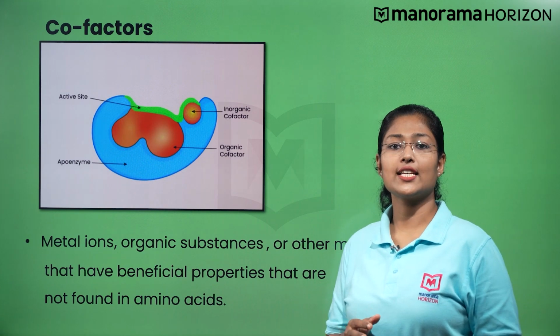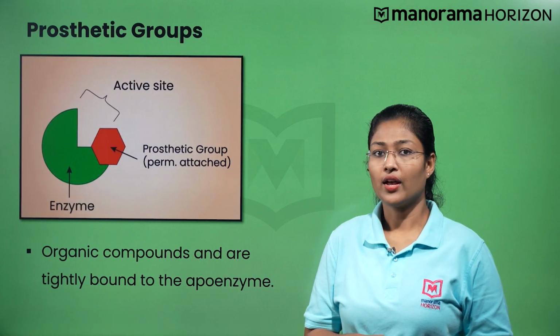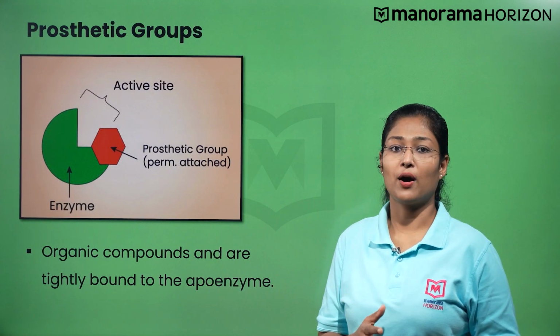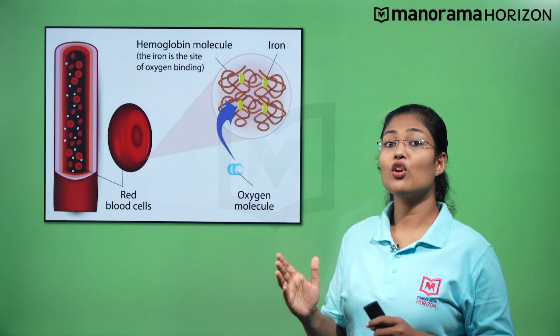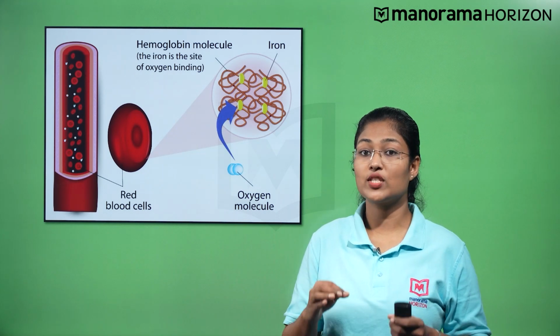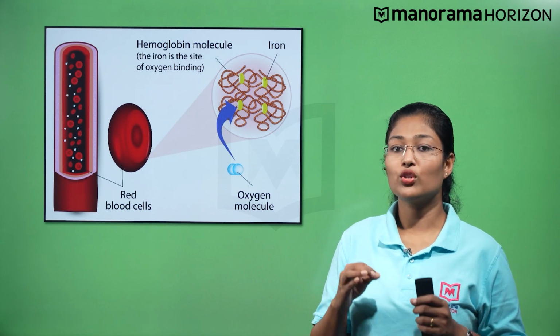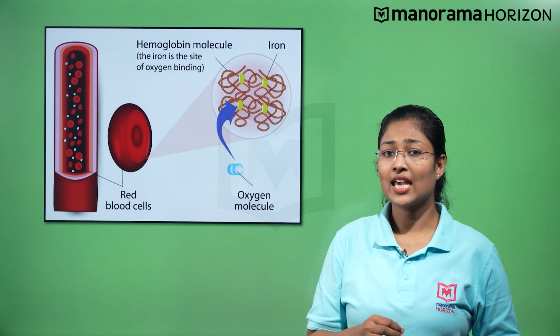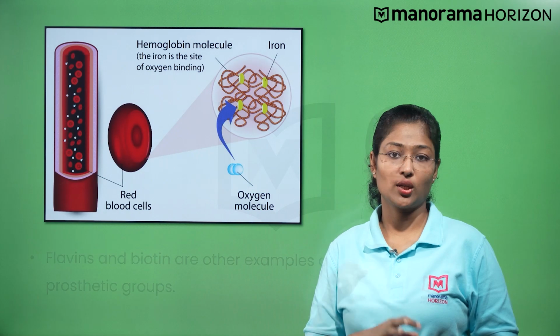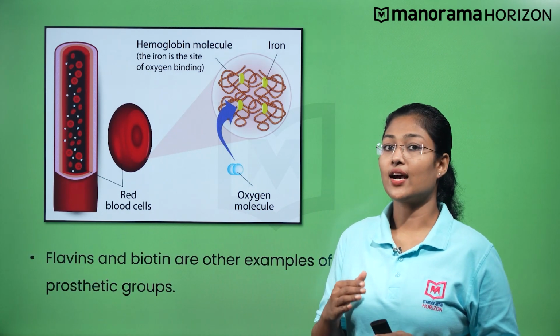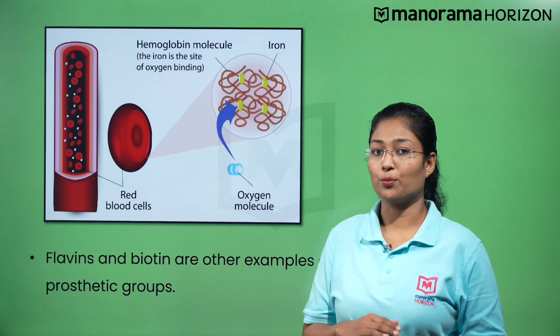The first kind is the prosthetic groups. They are organic compounds and are tightly bound to the apoenzyme. The hemoglobin molecule contains a heme, which is an iron-containing group bound to the protein part. And this heme enables the hemoglobin, that is the Hb, to carry oxygen. Flavins and biotin are other examples of the prosthetic groups.